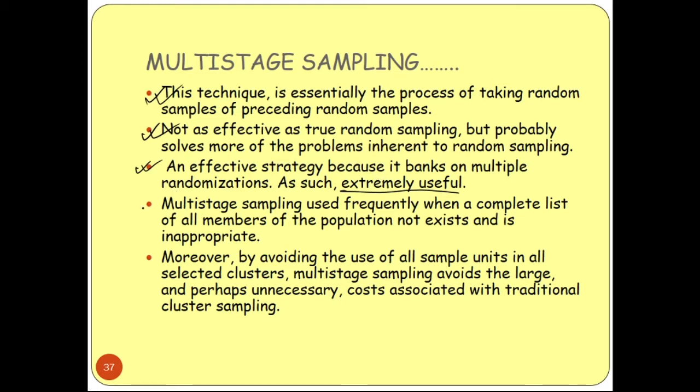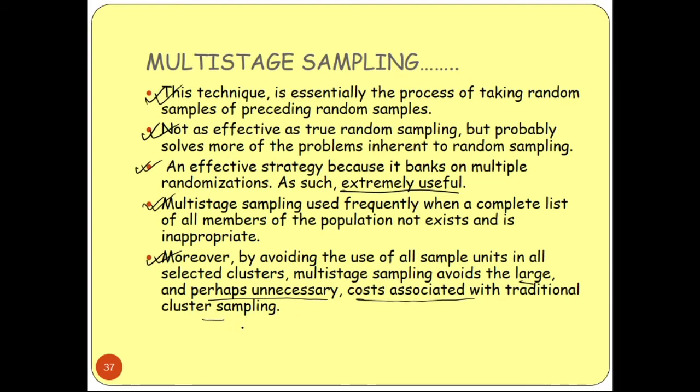Multi-stage sampling is used frequently when a complete list of all members of the population does not exist, or is inappropriate. Okay, so this sampling can be used frequently, since a complete list of all members of the population does not exist here, because we are sampling again and again. So it may sometimes be inappropriate also. By avoiding the use of all sample units in all selected clusters, multi-stage sampling avoids the large and perhaps unnecessary cost associated with traditional cluster sampling.